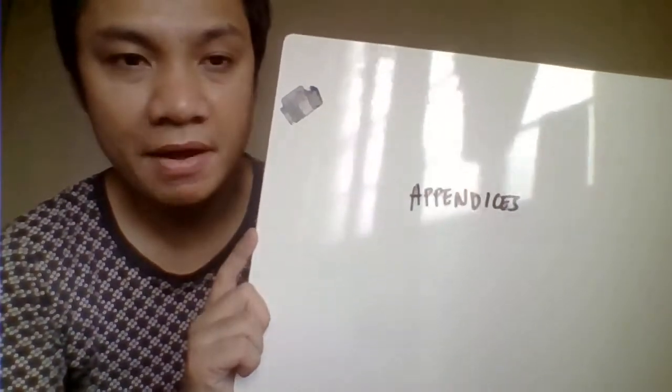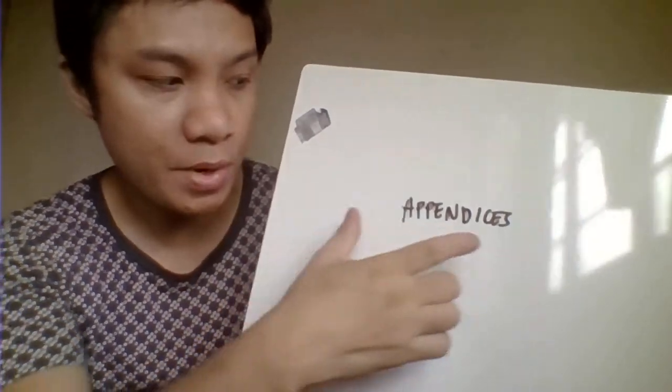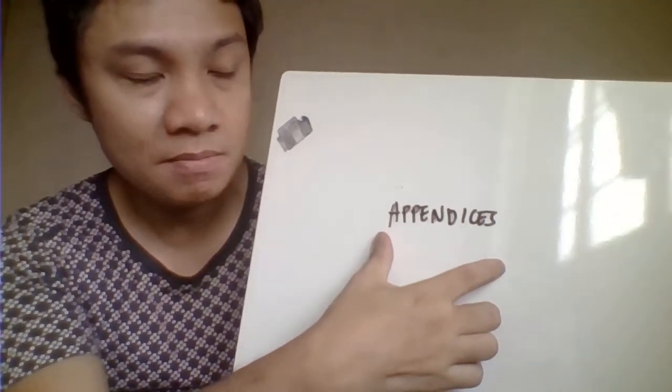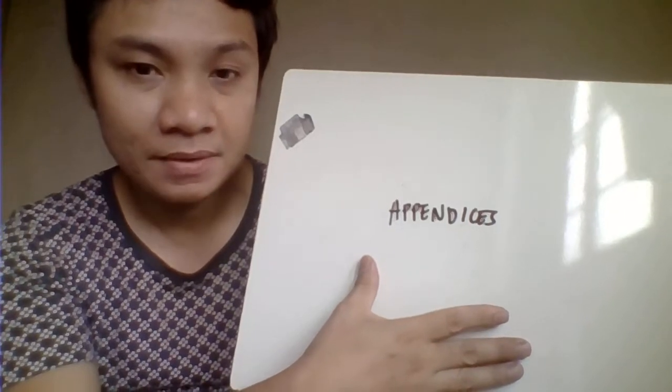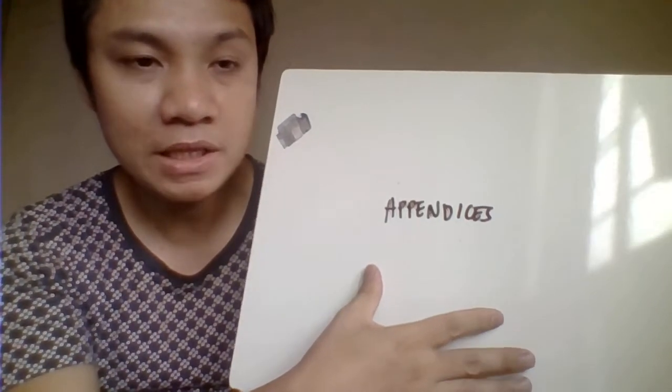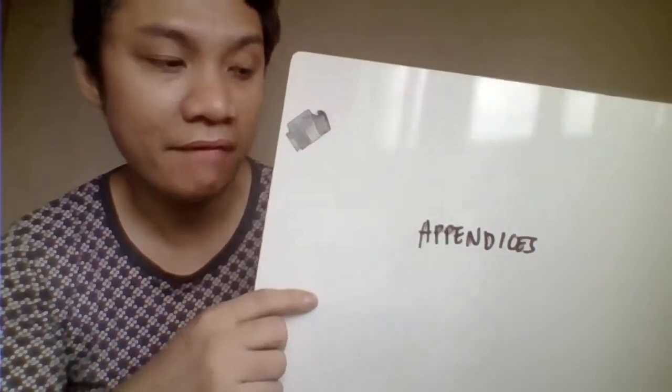On the next page, we have the appendices. So you should have one page for the word Appendices. It should be written in all caps, and you should put it at the center of the one page after your references.